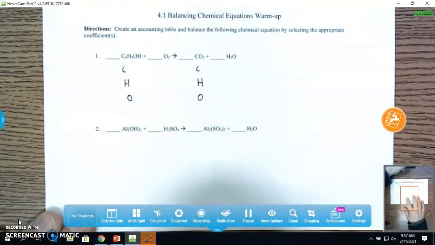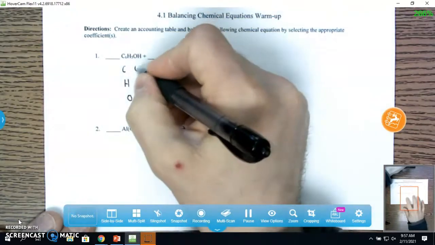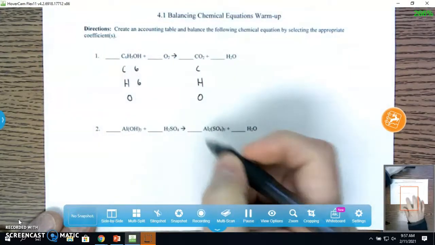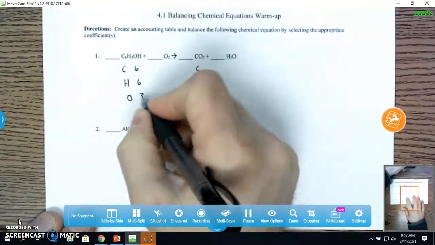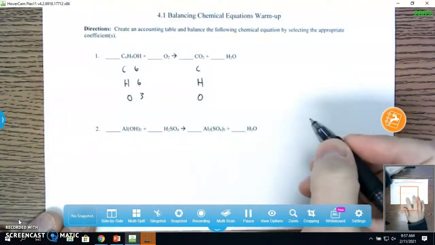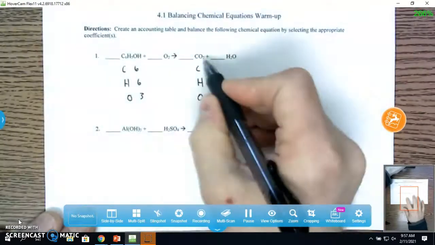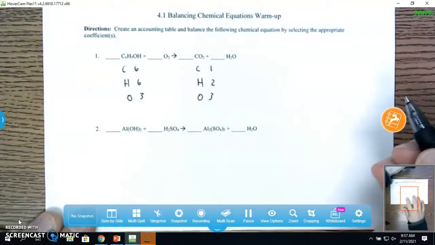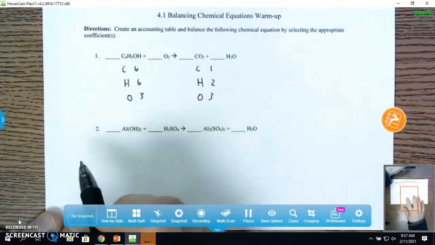Now I'm going to take account for the initial number and type that I have on the reactant and the product side. I have 6 carbons. I have 5 plus 1 is 6 hydrogens. I also have 1 plus 2 is 3 oxygens. On the product side, I have 1 carbon, 2 hydrogens, and 2 plus 1 is 3 oxygens. Okay, so I can see that quite a few things are unbalanced.